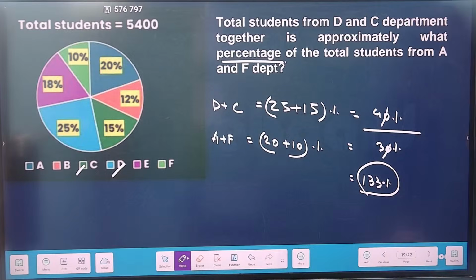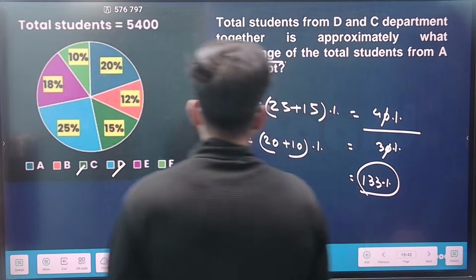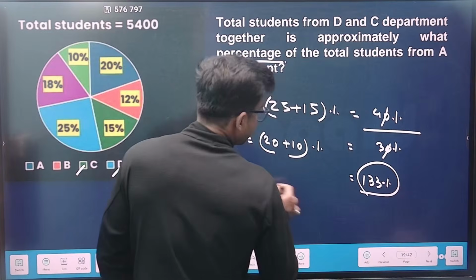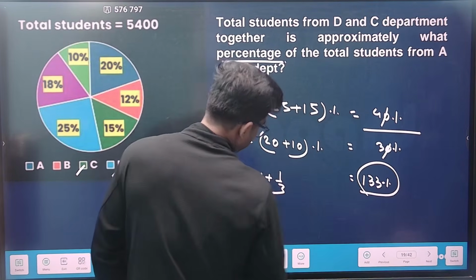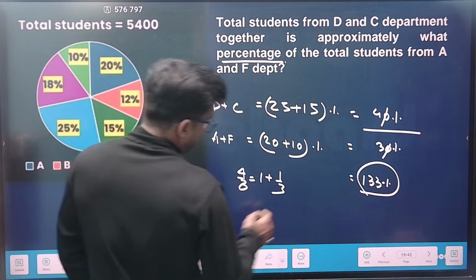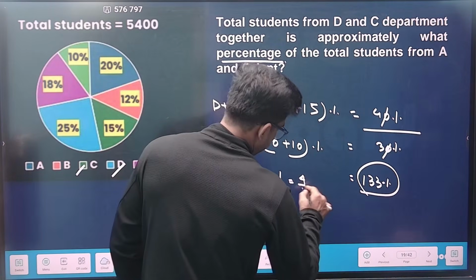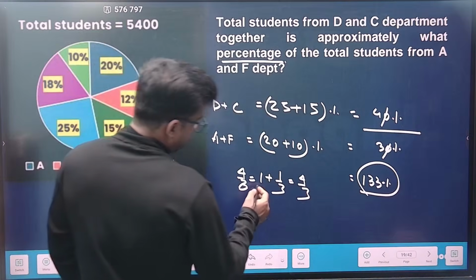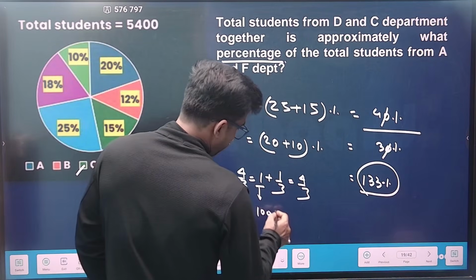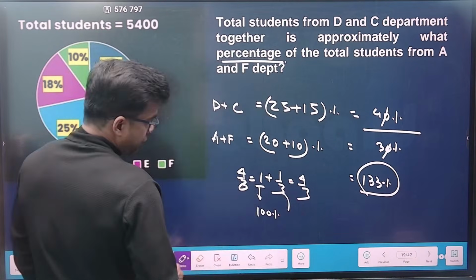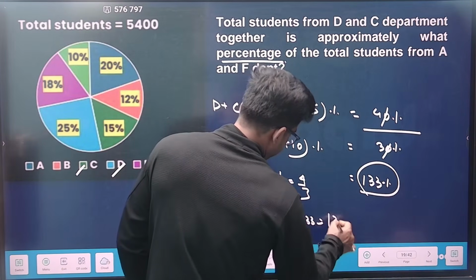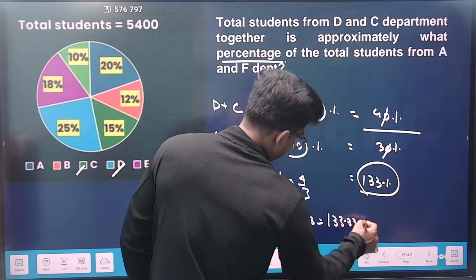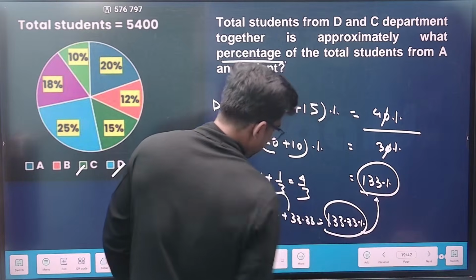Why have I written 4 by 3 as 133%? Because 4 by 3 is basically 1 plus 1 by 3. 1 plus 1 by 3 gives you 4 by 3, isn't it? So on 100, 1 means 100%. On 100, you are increasing by 33.33%, which means 133.33%, but approximately I've written it as 133%.